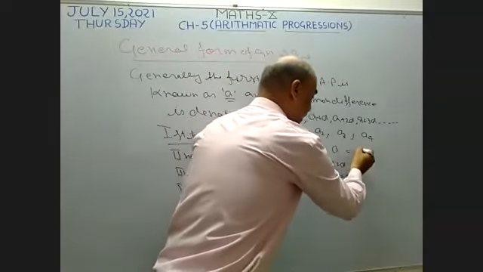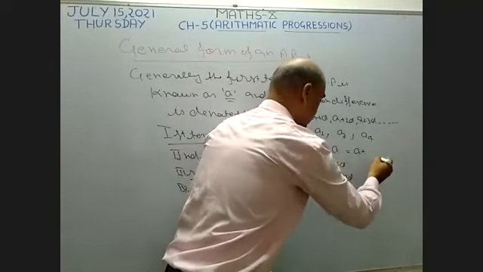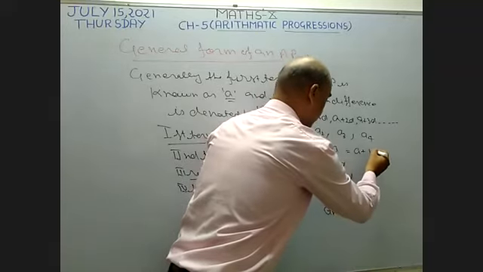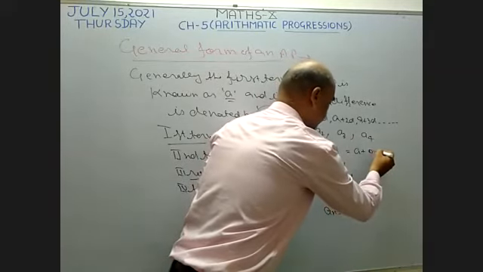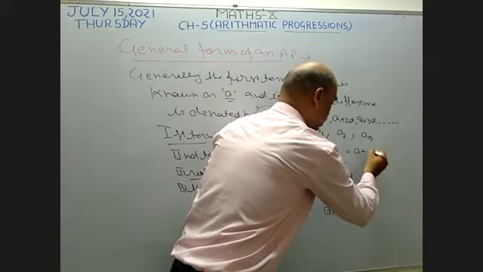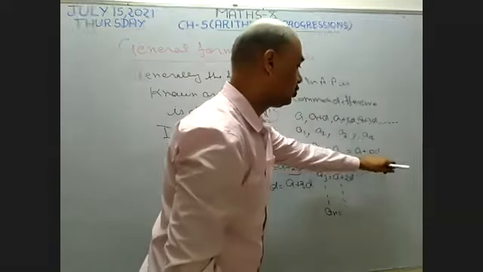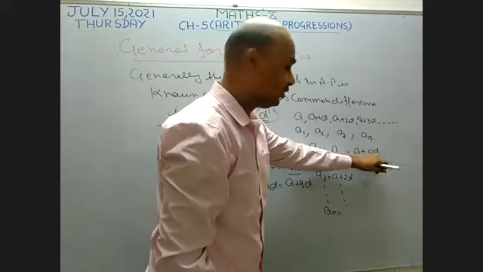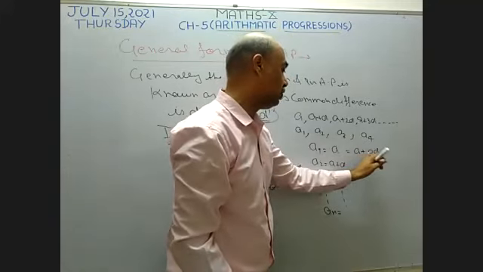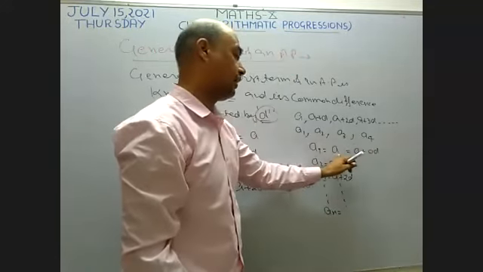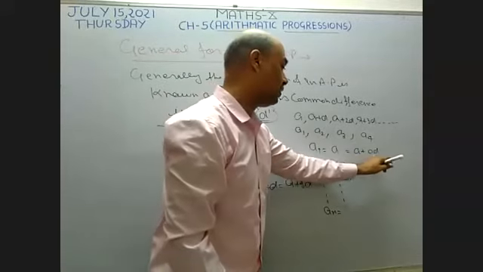This A can be written as A plus 0 into D. 0 into something is 0. Then we are going to add 0 into A. So this is going to represent A. So A can be written as A plus 0D.